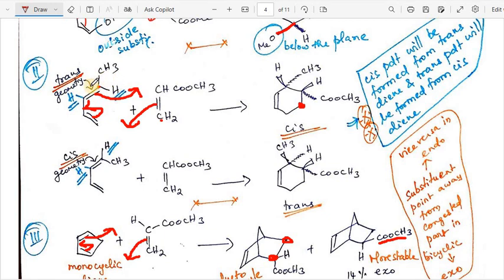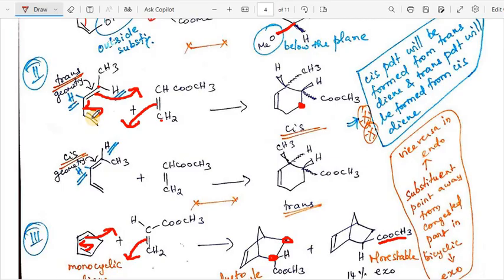See here, we are taking a trans diene. How are we considering this as trans? This hydrogen and this hydrogen are trans to each other. See, this hydrogen is above this carbon and this hydrogen is below. So these two hydrogens are trans to each other. Therefore, this is considered as a trans diene. Whereas here, the hydrogens are on similar sides. Here the hydrogens are on opposite sides. Here the hydrogens are on similar sides. Therefore, it is a cis diene. Trans diene will form cis product and cis diene will form trans product. That is the rule here.